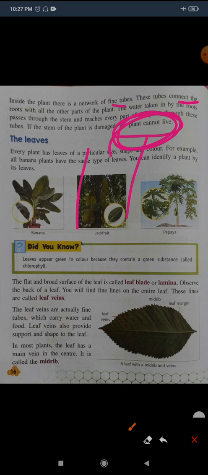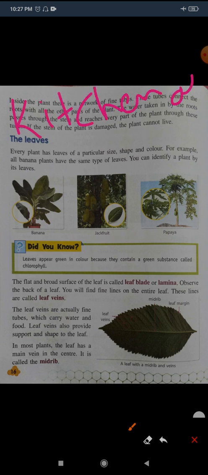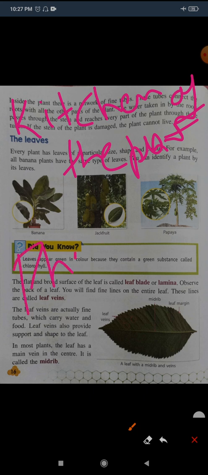Now the next is leaves. How are they useful for the plant? The leaf is actually called the kitchen of the plant. Why is it called the kitchen of the plant? Because they are the main organ responsible for photosynthesis.